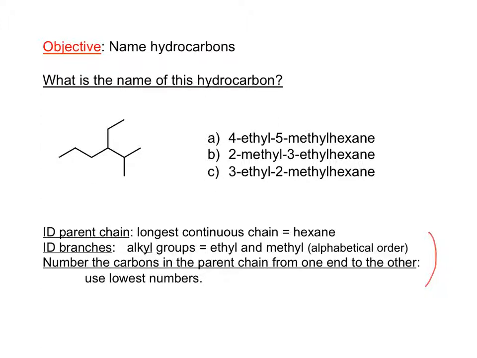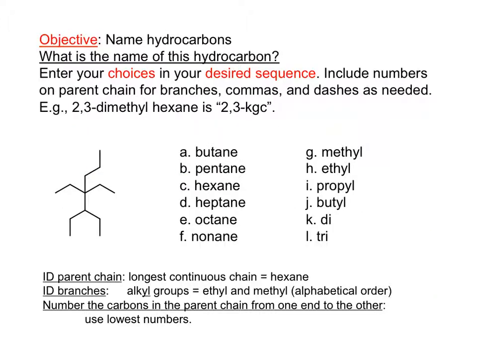So the answer is, the correct way to number the parent chain is from right to left. If we numbered the parent chain from left to right, we would get 4-ethyl, 5-methyl hexane, and those numbers are bigger than answer C. So let's practice.